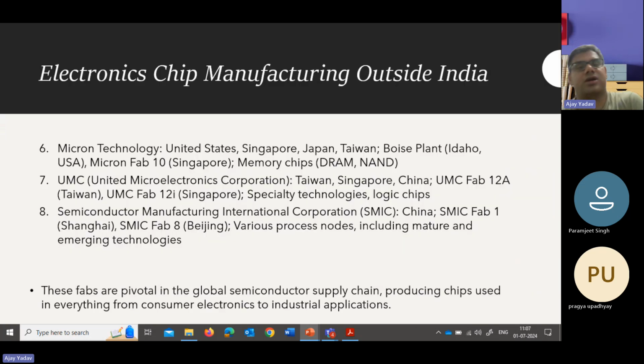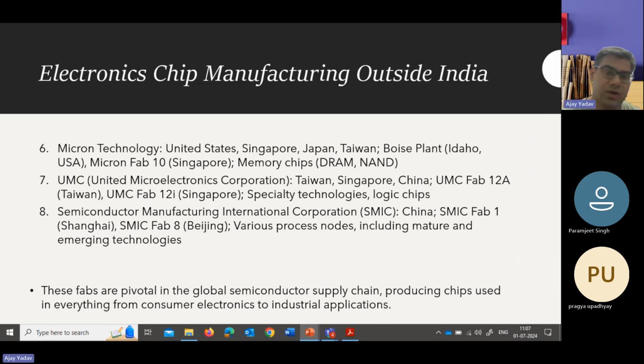The sixth one is Micron Technology. Micron has recently started one plant in Sanand, Gujarat. It is a very good company located in the USA, and they have plants in the USA, Singapore, Japan, and Taiwan.